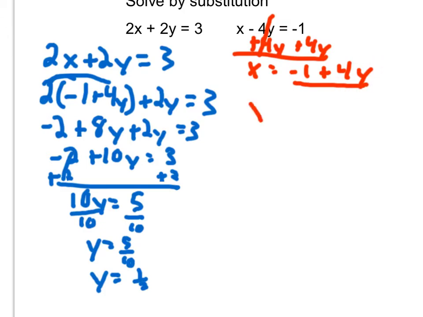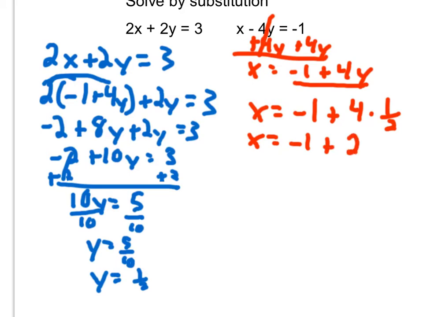Okay, so now I've got x is equal to -1 plus 4 times 1/2, because I solved for y and got 1/2. So I get x is equal to -1 plus 4 times 1/2 is 2, and -1 plus 2 is +1. So I get x is equal to 1. Now I'm going to combine those two things in an ordered pair. So my solution should be my x value, which is 1, and my y value, which is 1/2. And that should be my solution.